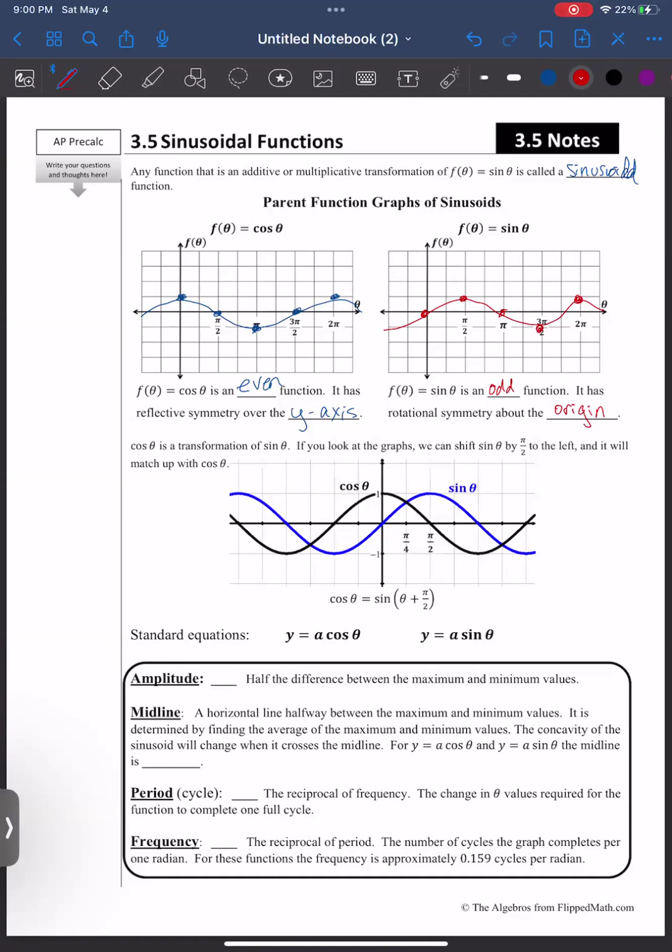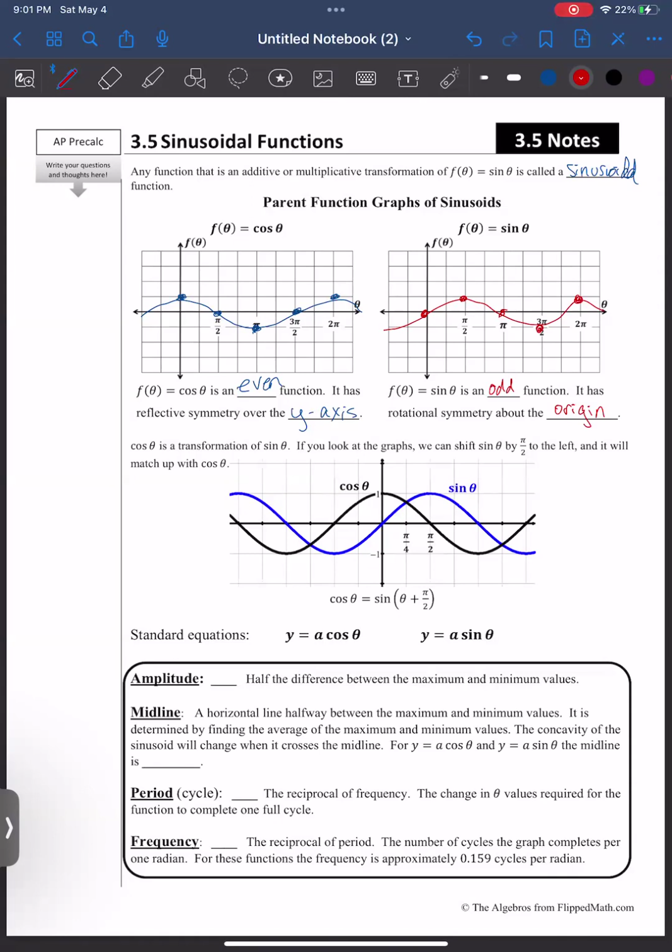So now you can see cosine of theta is a transformation of sine of theta. If you look at the graphs, we can shift sine of theta by pi over 2 to the left and it will match up. So it's kind of what I was just showing you before. If I move them over, I can get them to match up. So you have your standard equations for cosine and sine. So remember that A represents any kind of stretch or shrink in the function.